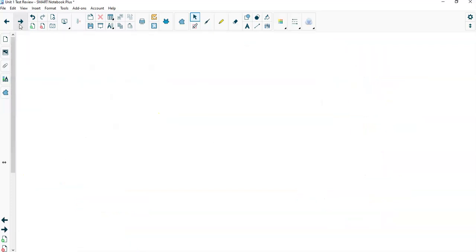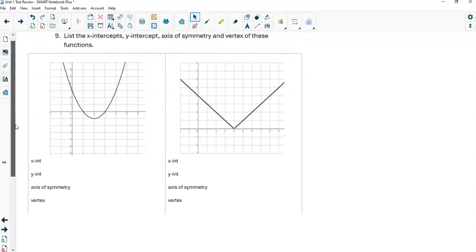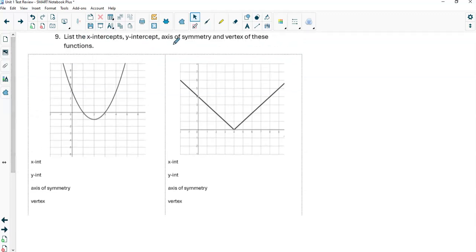Then one last question here. It says, list the x-intercepts, y-intercepts, axis of symmetry, and vertex of these functions. Well, let's see. The x-intercept would be where the graph touches the x-axis. In this case, it is at 1, 0, and 3, 0, right? Those are my x-intercepts. Sometimes you could say it's 1 and 3. The y-intercept is where the graph touches the y-axis, so that would be 0, 3.